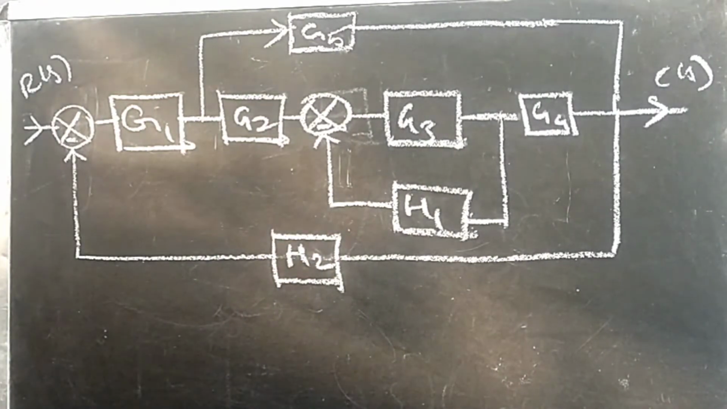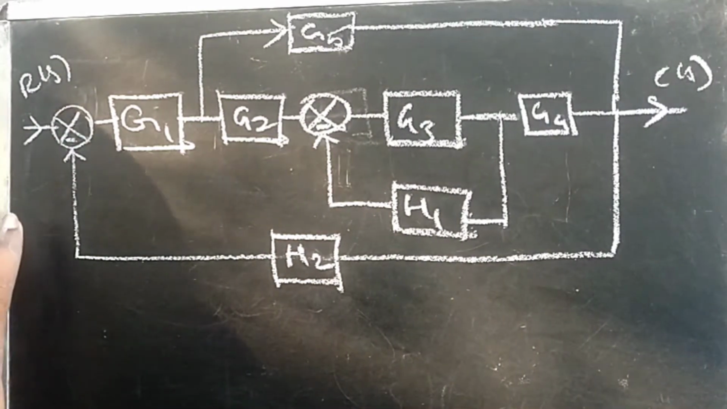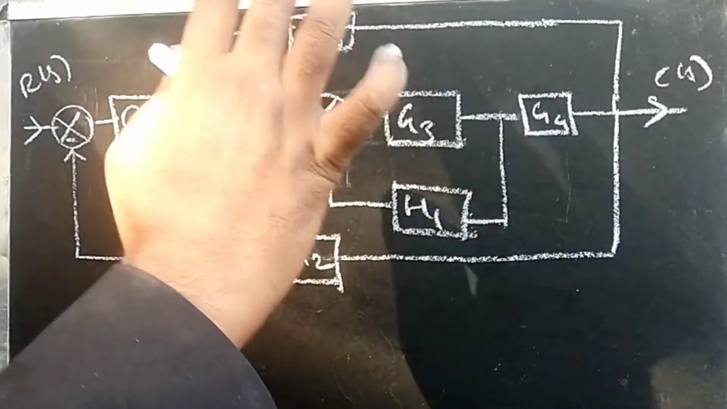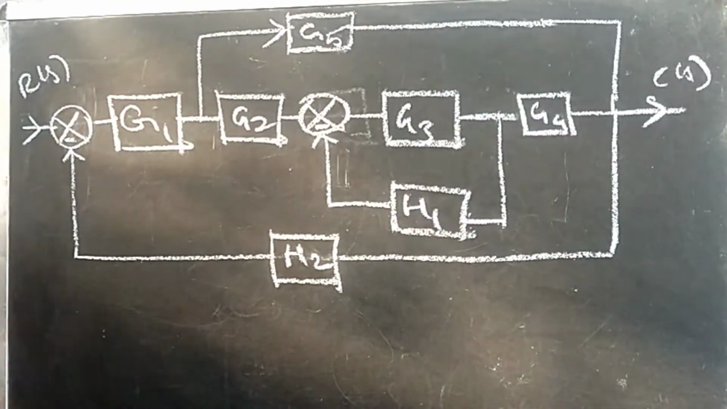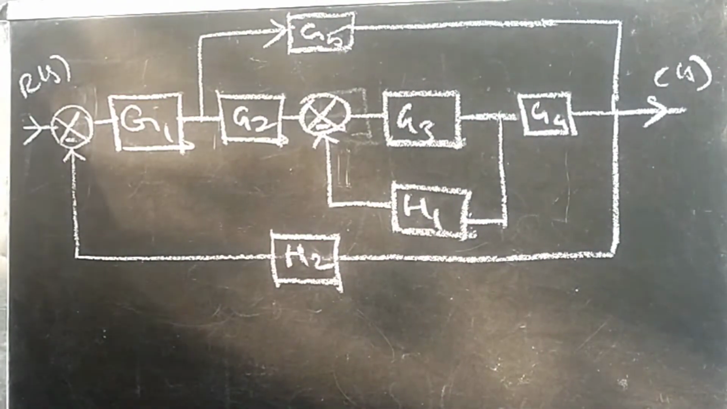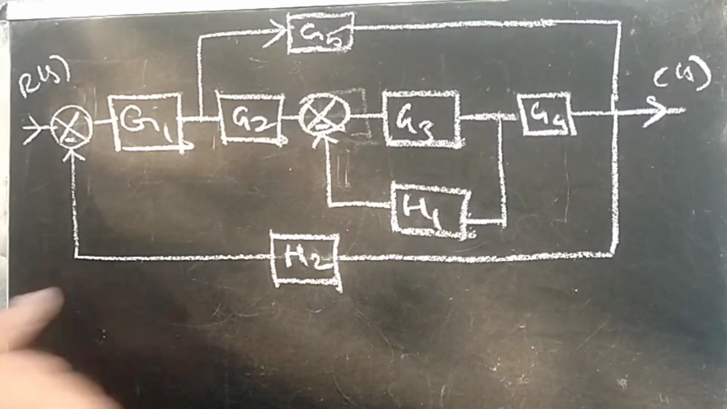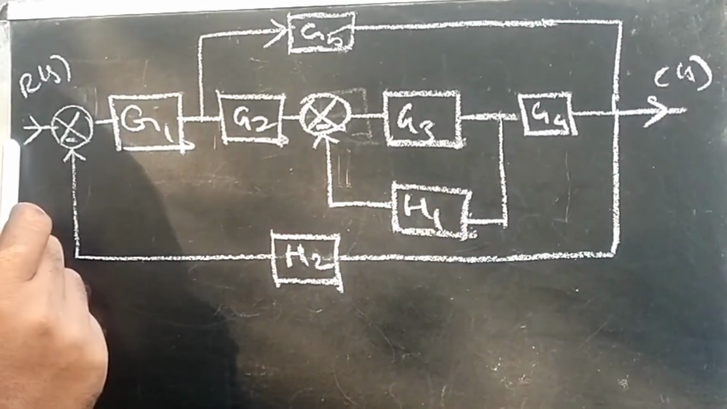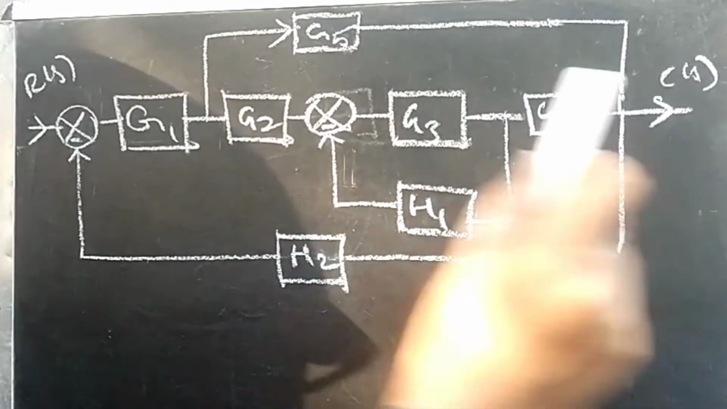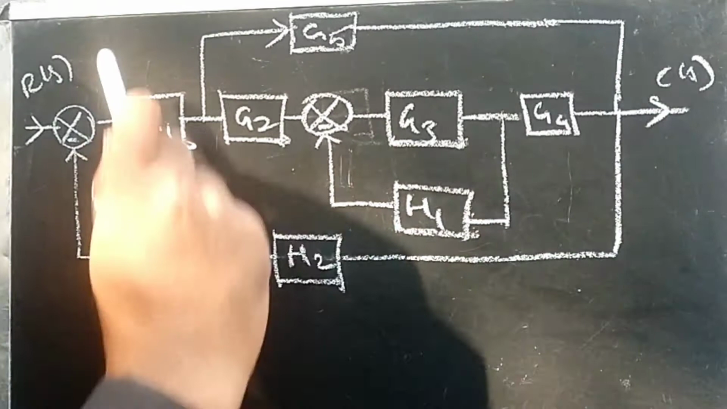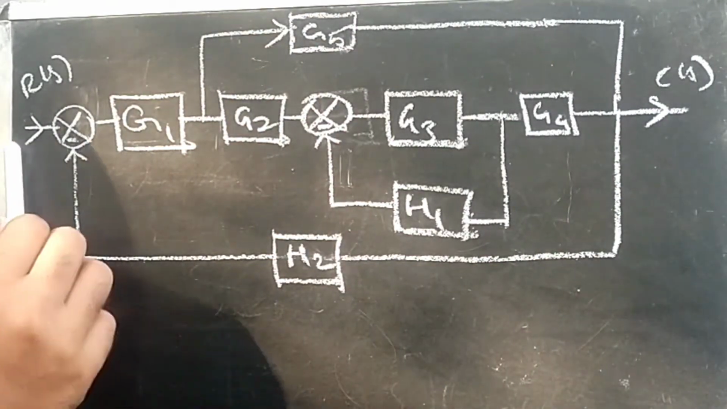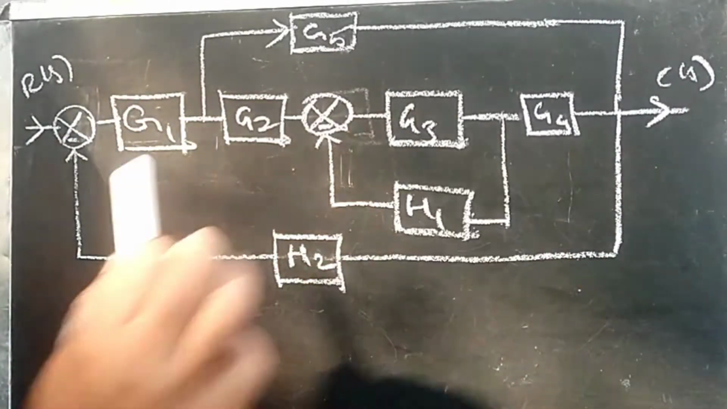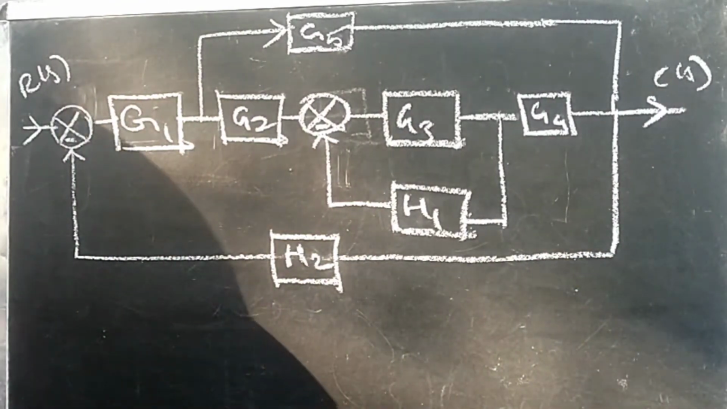What is the step we need to do? Just listen. All the summing points, branch points, and elements, that is forward path elements and feedback elements, output, input, all these things you need to note. You just fix a number for each and everything. Look at this forward path only, please, that is from starting to ending. No need to consider any other path. You just look at one forward path that starts from R of S and ends at C of S, that is input to output. Just look at it. Then fix a number.